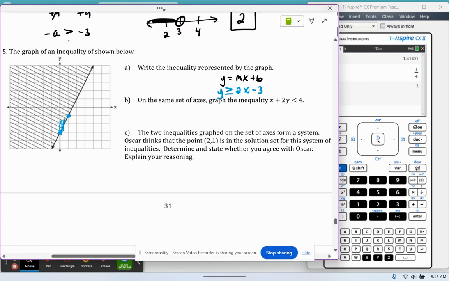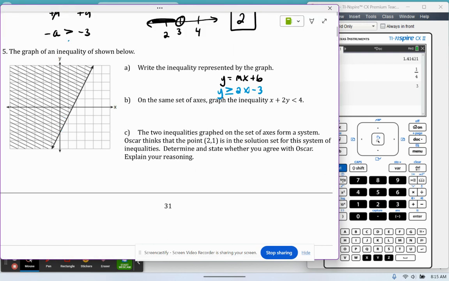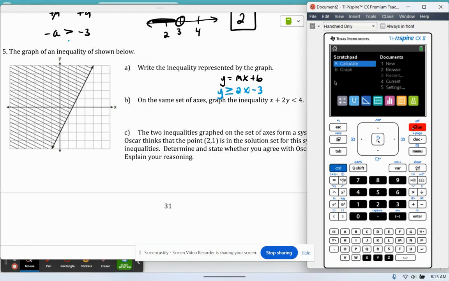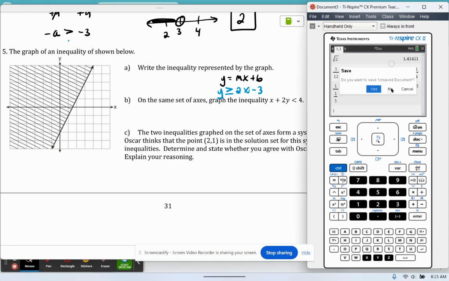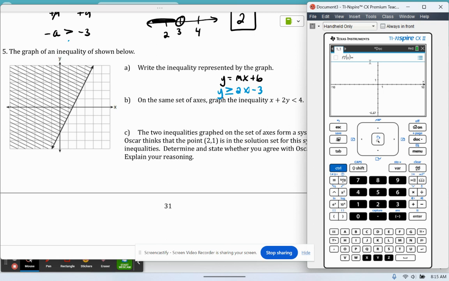Oh gosh, I don't know what that one looks like. Let's put it into our calculator. I think my computer is going to shut down if I try this, but here we go. All right, it's not happy with me. So we're going to go to the graphs. Let's delete our equal sign, go to relation mode. We are graphing x plus 2y is less than 4.